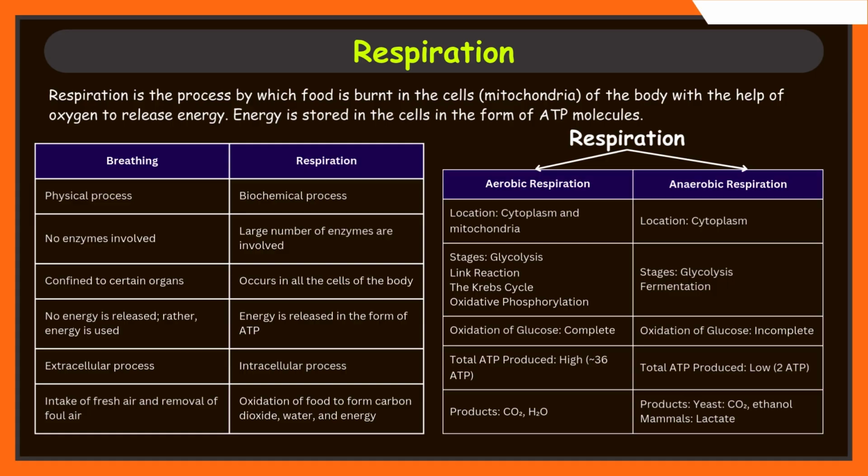The complete breakdown of glucose in aerobic respiration makes it a very efficient process, producing around 36 molecules of ATP from just one molecule of glucose. The carbon dioxide produced as a waste product is expelled out of the body through breathing. Thus, aerobic respiration is essential for supplying continuous energy to living organisms to perform all life processes.